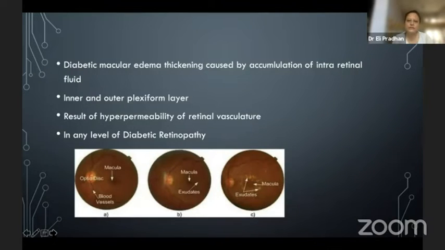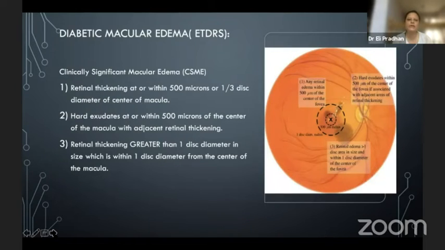Diabetic macular edema is the thickening caused by accumulation of intraretinal fluid, mainly in the inner and outer plexiform layers, a result of hyperpermeability of the retinal vasculature. It can happen at any level of diabetic retinopathy. According to ETDRS, clinically significant macular edema, CSME, is retinal thickening at or within 500 microns or 1/3 disc diameter of the center of the macula, hard exudates within 500 microns of the center, and retinal thickening greater than 1 disc diameter within 1 disc diameter of the center of the macula.